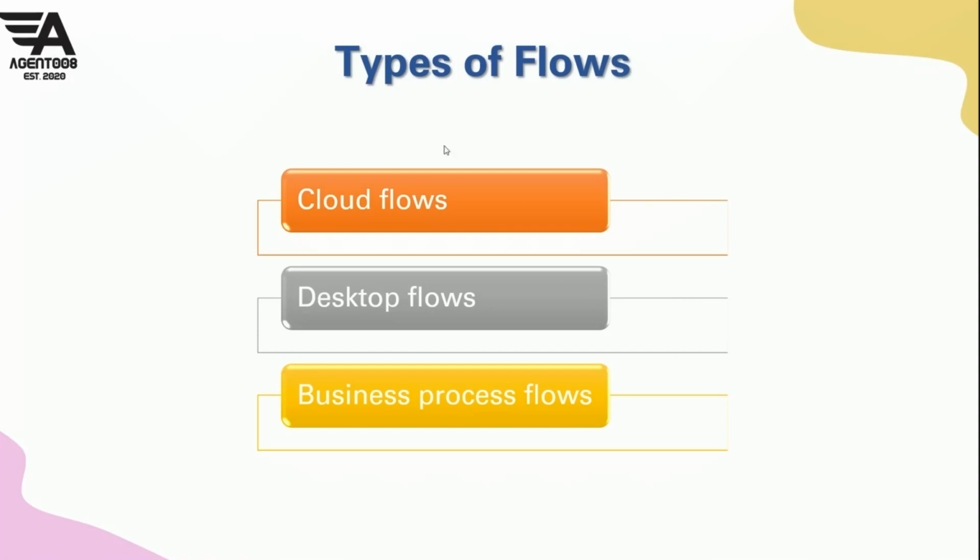And for the cloud flows, we have three main types. We have automated, we have scheduled flows, and we have instant flow. I will explain each part once we open Power Automate on our desktop now.